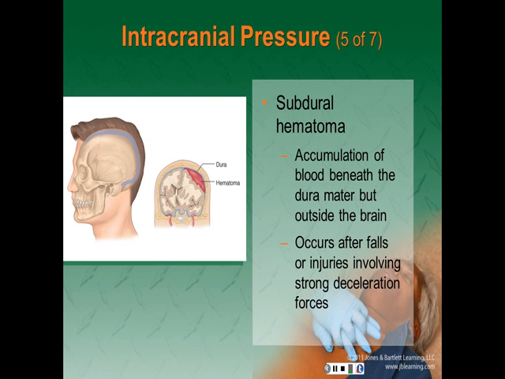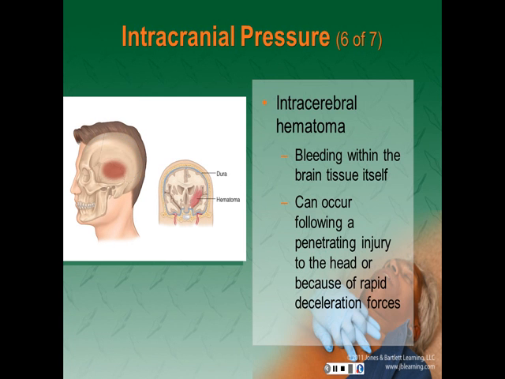A subdural hematoma, on the other hand, is an accumulation of blood beneath the dura mater but outside the brain. It usually occurs after falls or injuries involving strong deceleration forces, and it's more common than epidural hematomas and may or may not be associated with a skull fracture. A subdural hematoma is associated with venous bleeding, so the signs typically develop more gradually than with an epidural hematoma. The patient often experiences a fluctuating level of consciousness or slurred speech.